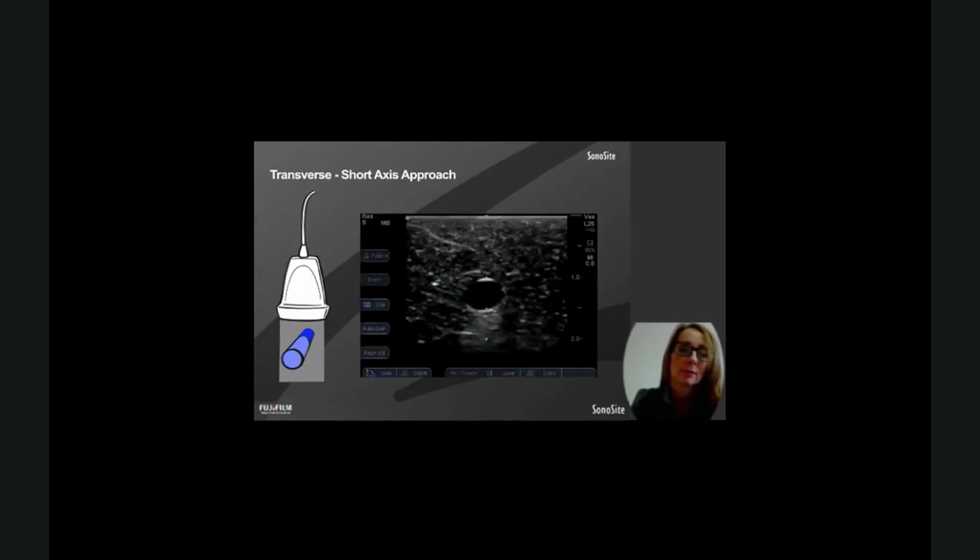So this is an image of the needle going in. You can see as the needle gets inserted in, and we're following the tip as it goes down and into the vessel.